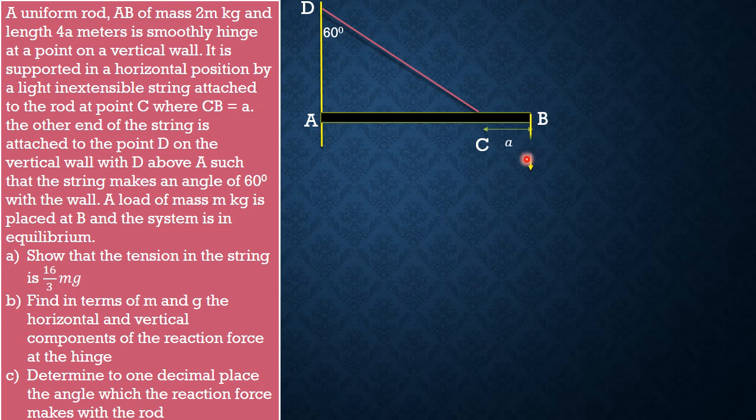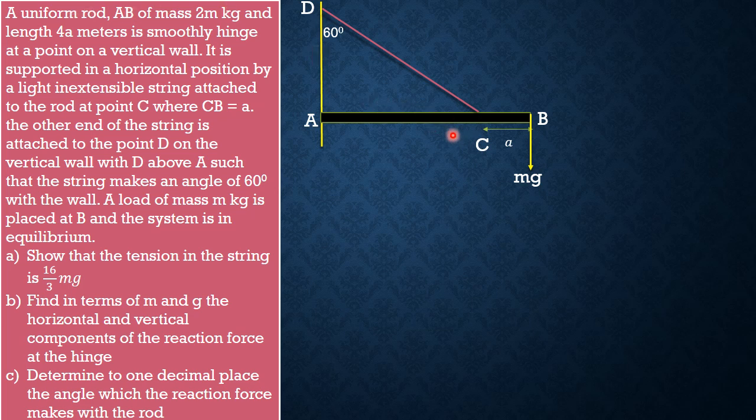Good. So this is what we have. The particle is of mass m kilogram, so its weight has to be what? Mg. That is the mass times the acceleration due to gravity. Good. Then friends, let's not forget that the question gave us the mass of the rod, right?